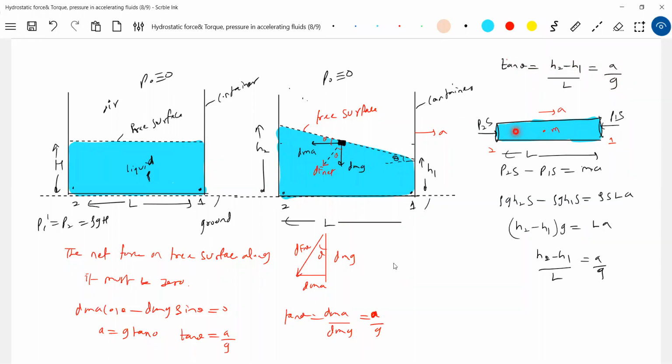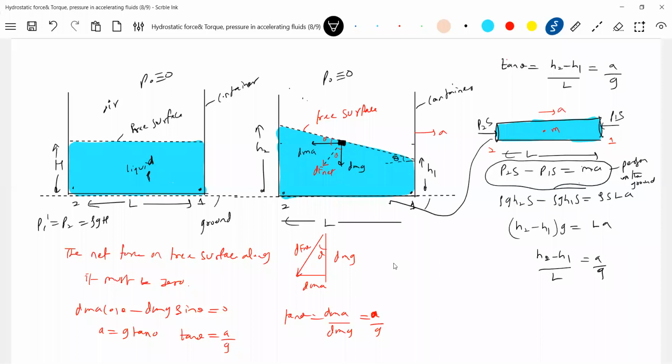So we see that the person on the ground will write this equation. Who will write this equation? The person on the ground. Where is the cylinder, sir? I'm not saying the cylinder is somewhere here; we are assuming a big cylinder from 1 to 2.